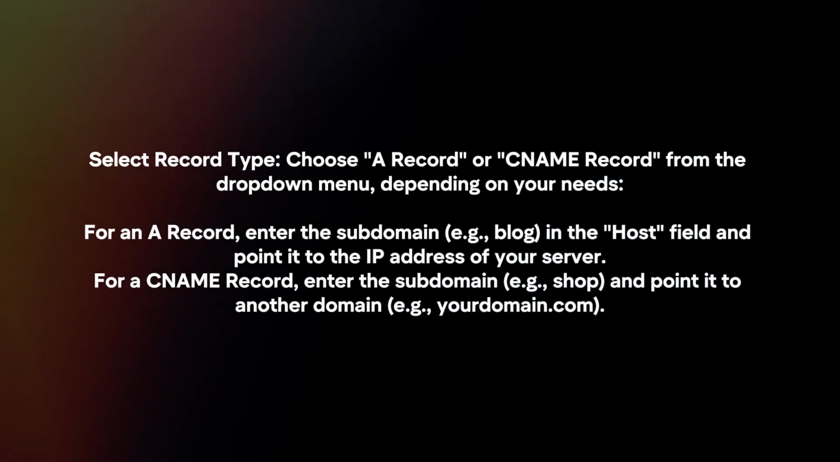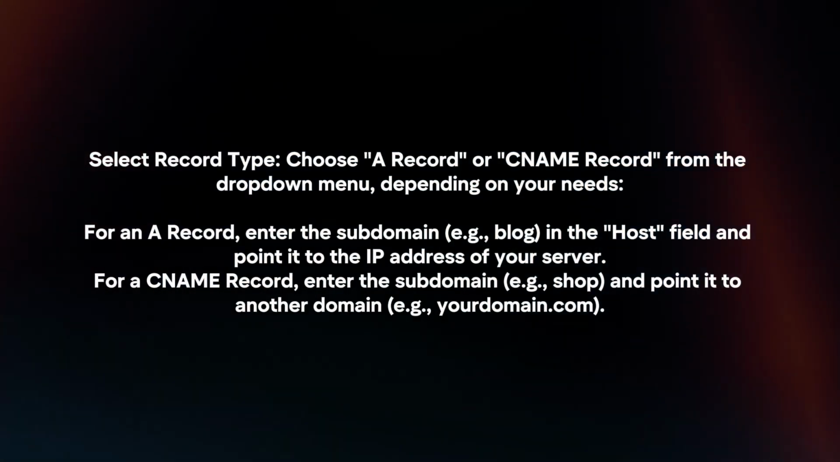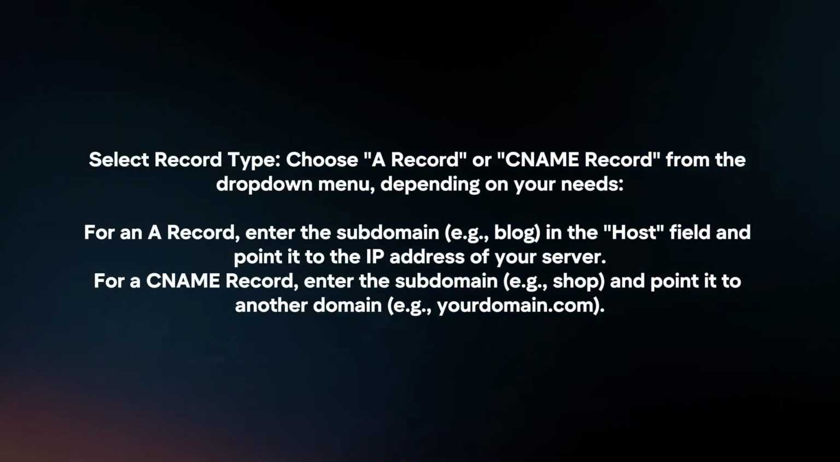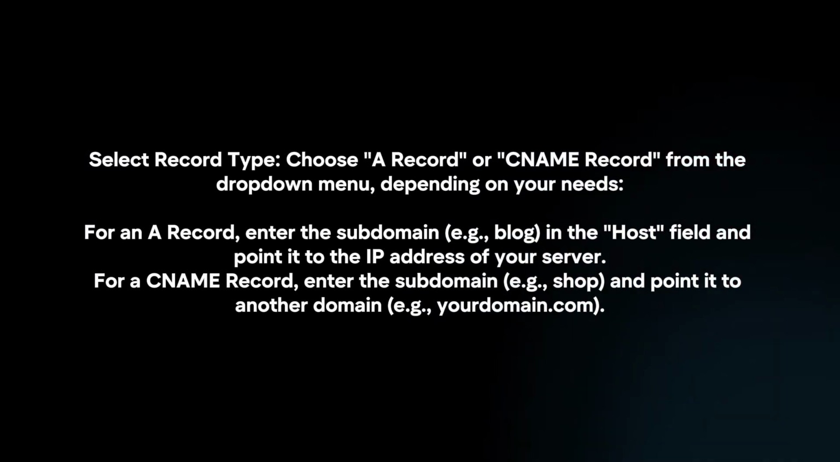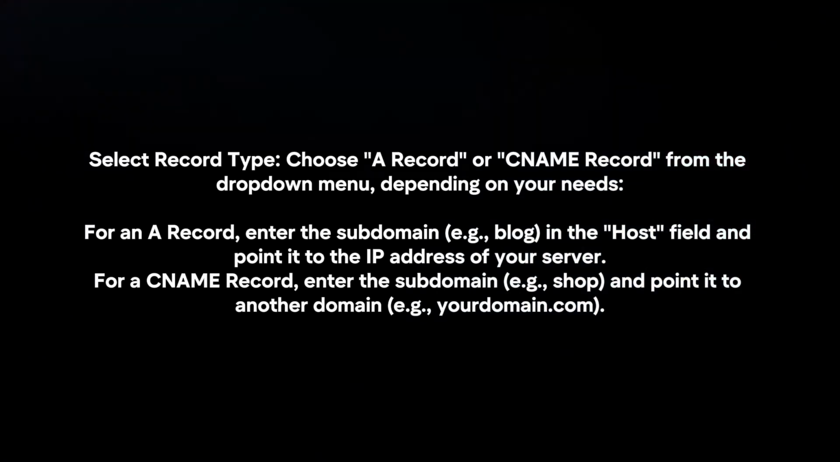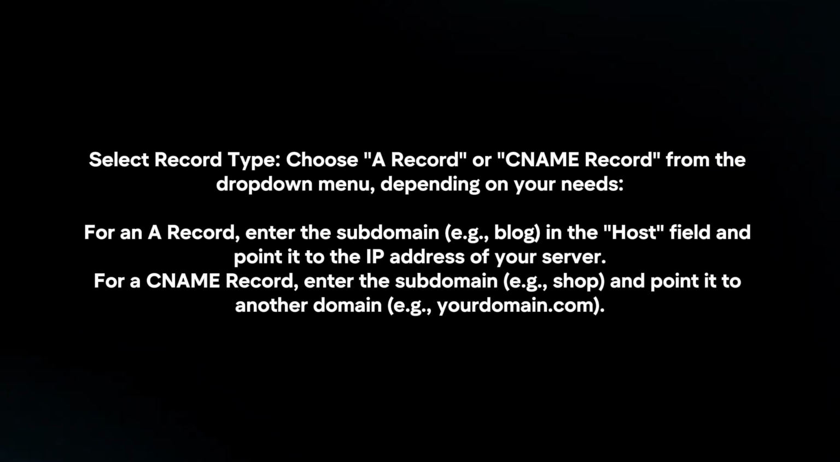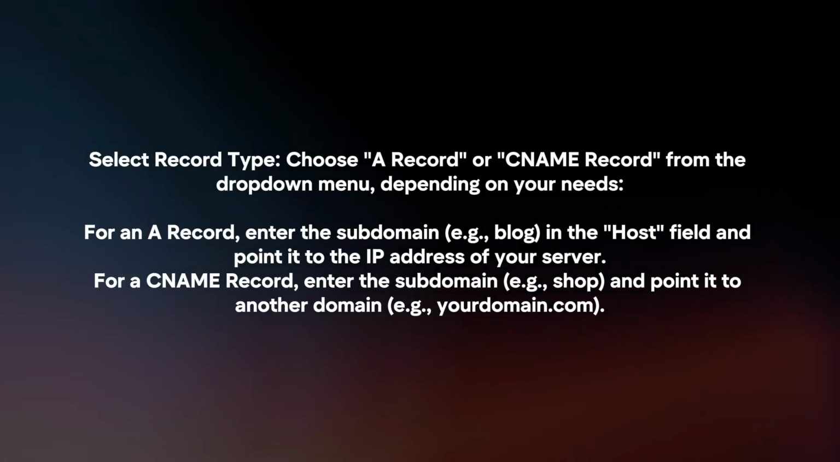Select record type. Choose A record or CNAME record from the drop-down menu, depending on your needs. For an A record, enter the subdomain in the host field and point it to the IP address of your server. For a CNAME record, enter the subdomain and point it to another domain.